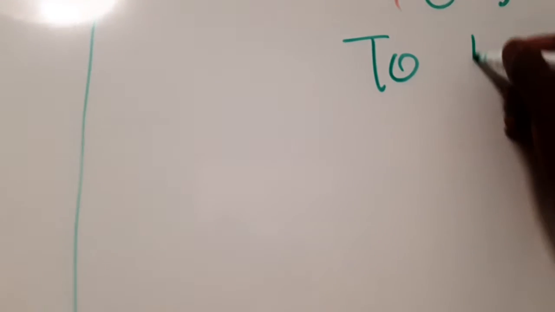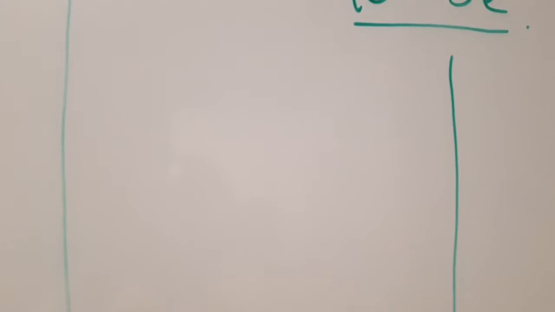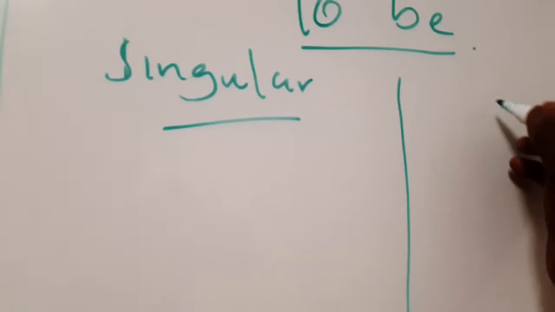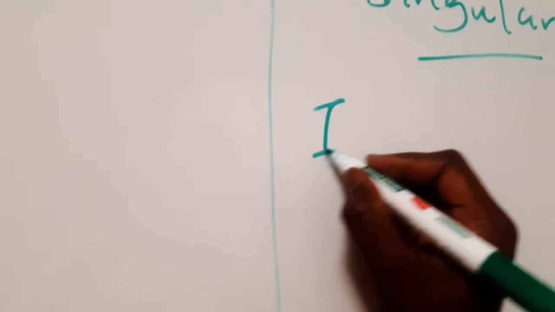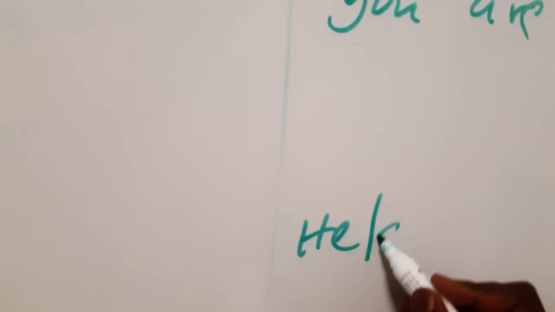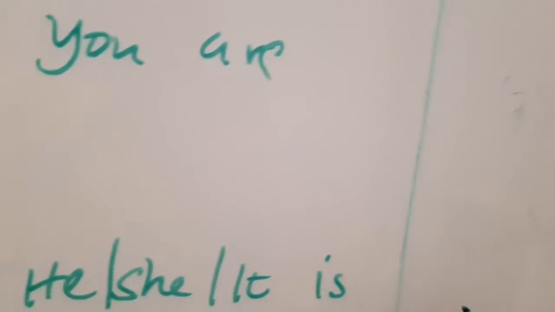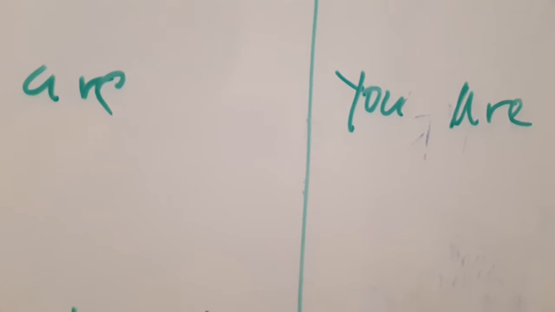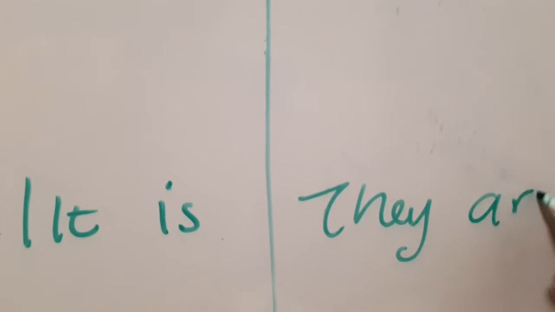For today, yesterday we learned the to be verb, and this we can divide into singular and plural. Okay. So in English, you can say I am, you are, he, she, it is, and in plural we are, you (plural) are, and they are. Okay. So this one was so important, and it's also helpful for today's class.